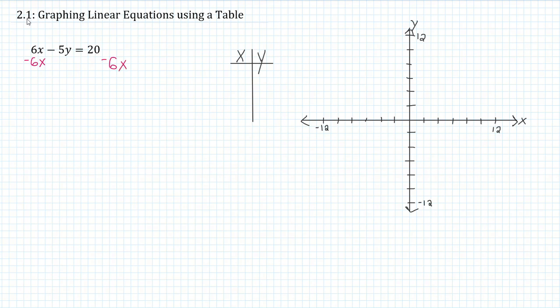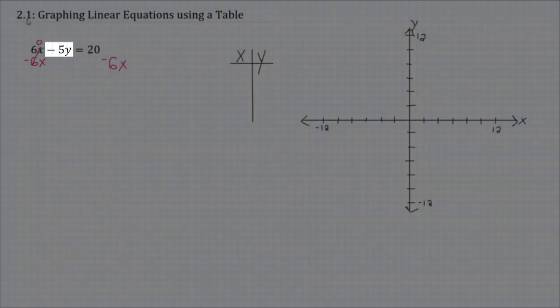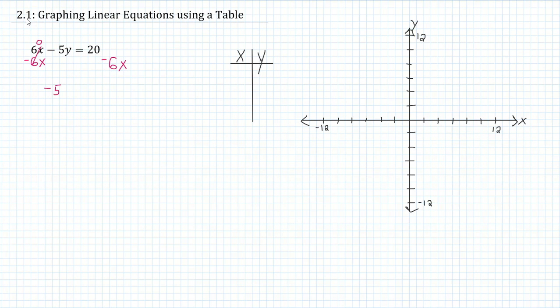So 6x minus 6x is equal to 0. That leaves me with negative 5y on the left-hand side. On the right-hand side, I like writing my variable terms first. So I'm going to bring down the minus 6x. So I get negative 6x. It's a positive 20, so I'm going to write plus 20. From here, there's a negative 5 being multiplied by that y. I want to undo that, so I'm going to divide by negative 5 on both sides.